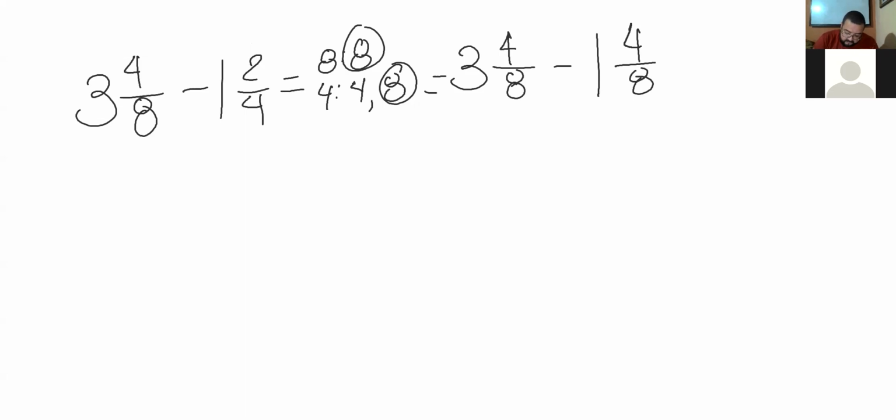Okay. So 3 plus 1, 4. And copy 8, that is the denominator. 4 eighths minus 4 eighths equals 0. When we have 0 eighths, the answer is only 4. So that is the answer, 4.